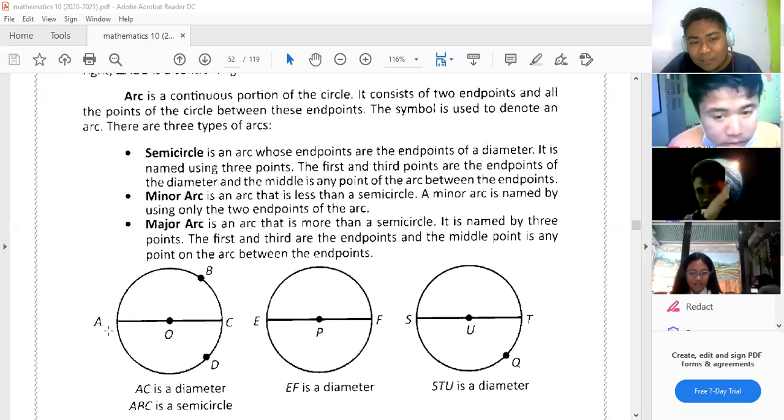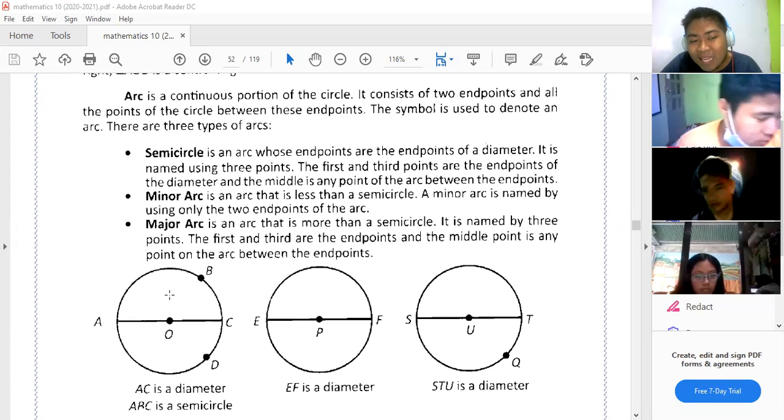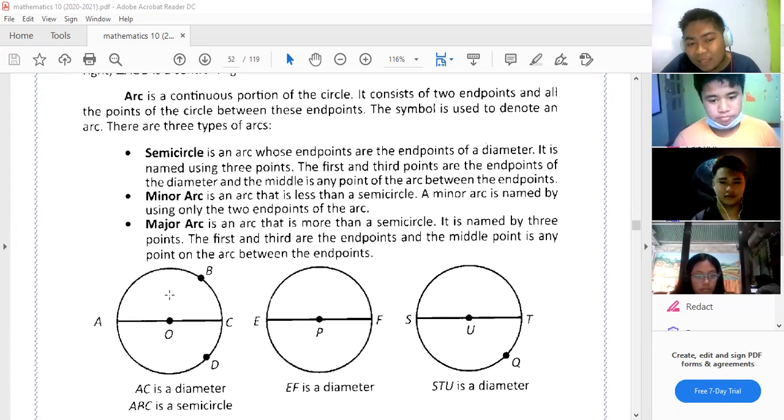Internet kasi. Ayan, so ulitin ko lang, semicircle. Malaking circle, kalahati ng circle. Okay?